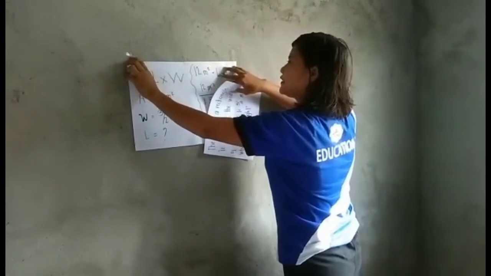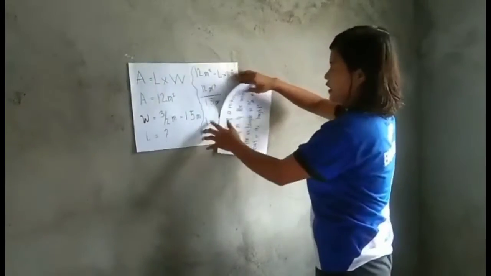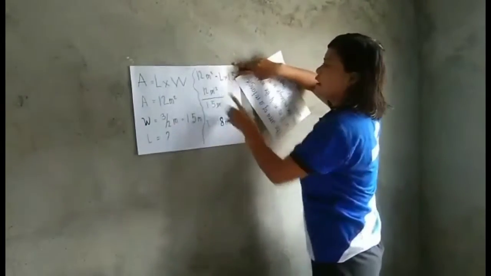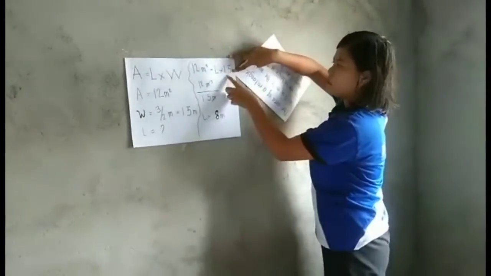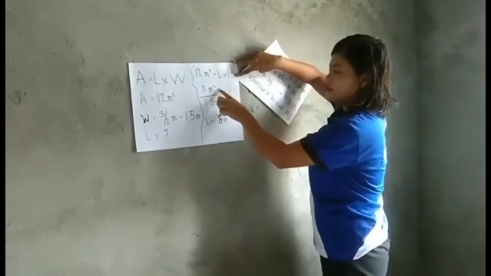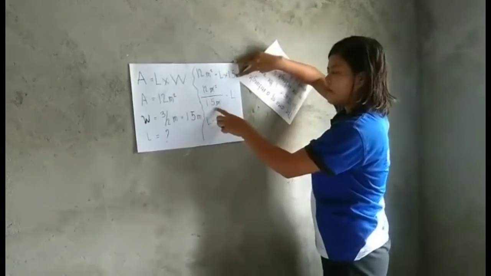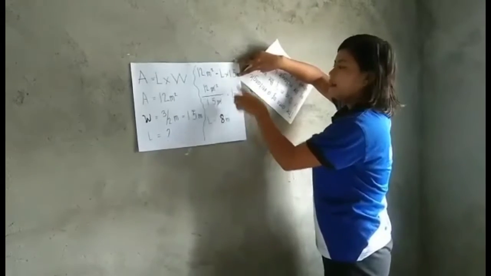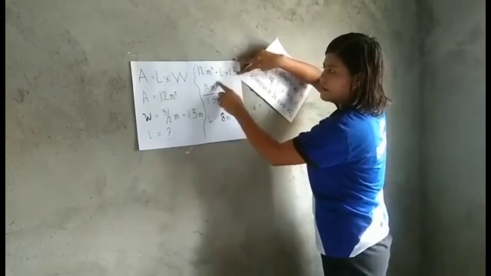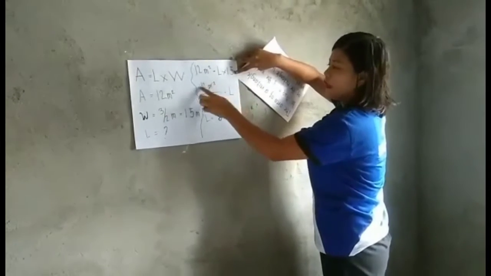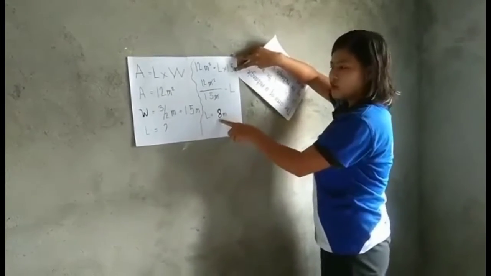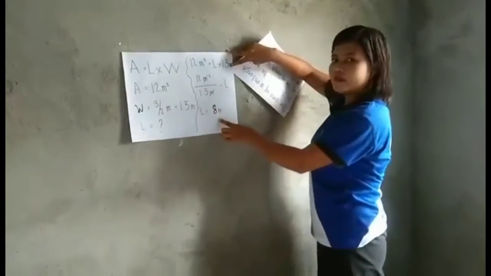So, ayan, ang hahanapin natin dito is si length. So, paano nga natin siya isusolve? 12 is equal to length times 1.5 meter. Ito yung sa width. 12 meter squared divided by 1.5 meter is equal to length. So, pag dinivide natin, ika-cancel muna natin si meter para matanggal si squared. 12 divided by 1.5 is equal to 8. So, ang ating length is 8 meter.